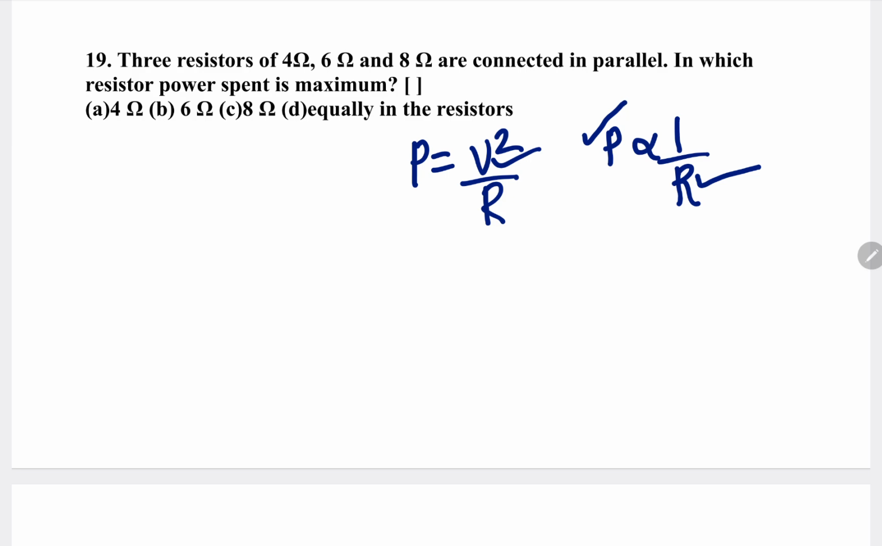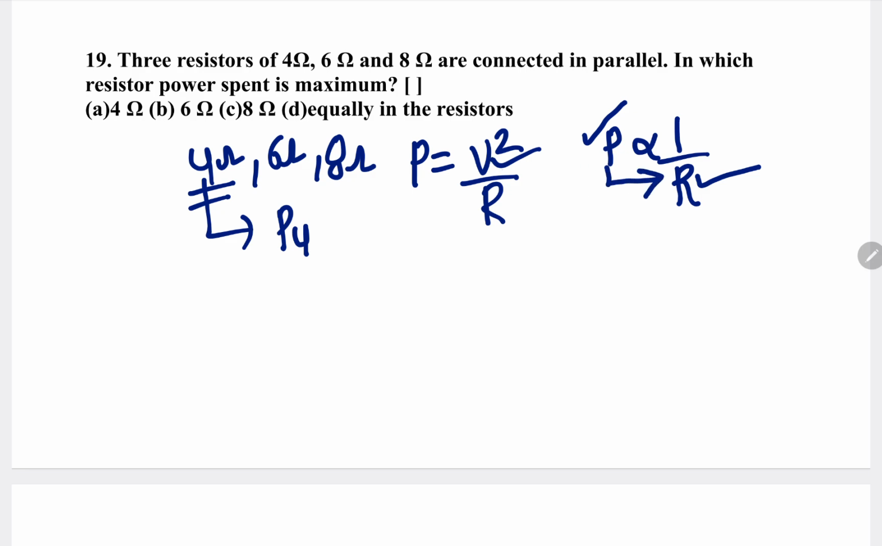So which resistor is small? In that resistor maximum power will be spent. So 4 ohm, 6 ohm, 8 ohm. As the 4 ohm is less among all the three resistors, the power spent in the 4 ohm is going to be maximum, because as the voltage is the same, power spent is inversely proportional to the resistance. Small resistance, more power spent. 4 ohm is the smallest, so in the 4 ohm maximum power will be spent. So the answer is option A, 4 ohm.